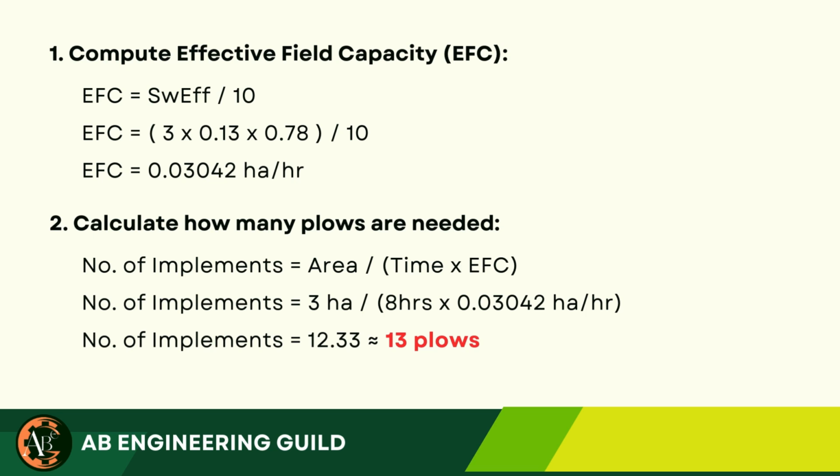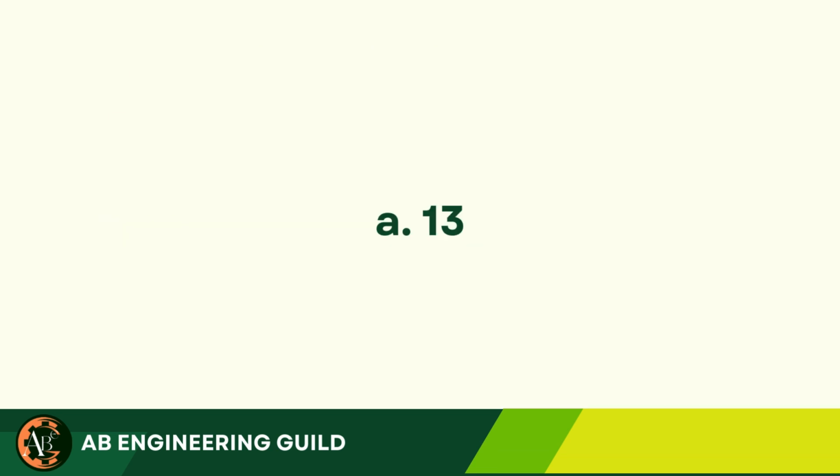If the speed were faster, or the plow wider, fewer implements would be needed. If the field efficiency were lower, or the time available shorter, more plows would be required. Final answer. To confirm, although the initial estimate in my first video was 5 plows, the correct calculated answer is 13.